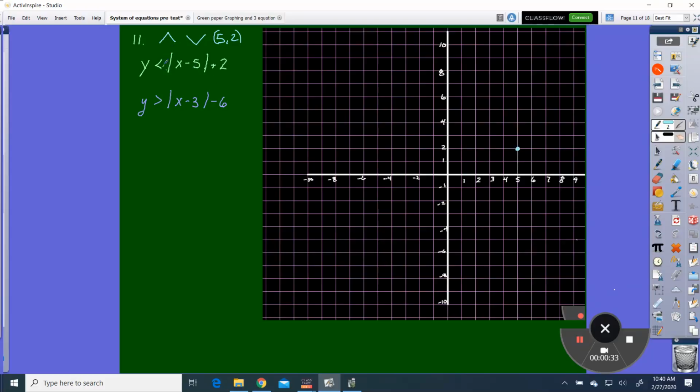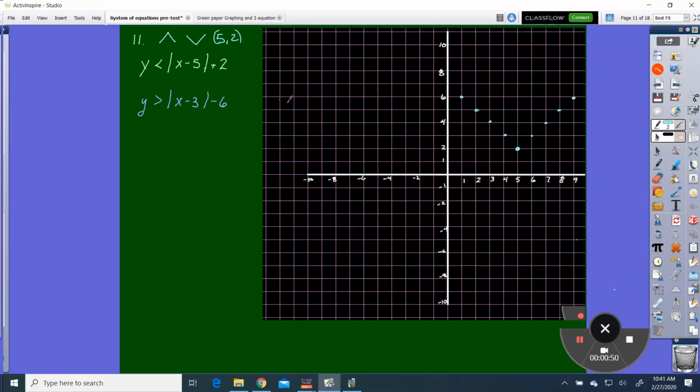Because it opens upwards and there's no number in front of here, I'm going to go up 1 over 1, up 1 over 1, up 1 over 1. And since it's a V, I do the same thing on this side. Okay, absolute values are always positive, so they're both going to go the same direction.